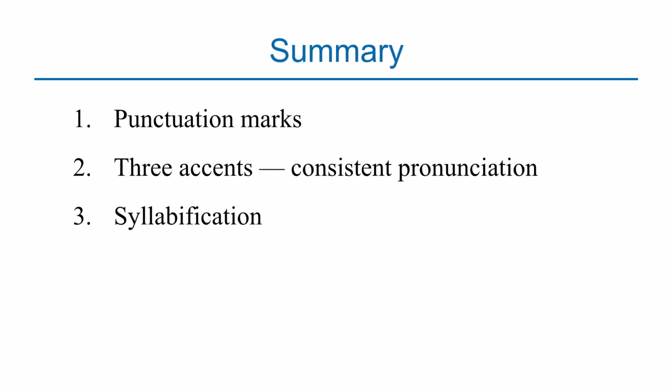So here's a summary of what we've looked at so far. We've looked at how punctuation marks work in Greek, and we said we have 4 punctuation marks: a comma, a period, a semicolon, and a question mark. We've looked at accent marks, and we said we have 3: acute, grave, and circumflex. And lastly, we looked at syllabification, and we said to syllabify a word is to divide it so that you can pronounce it. The way you syllabify a word is the way you read the word.